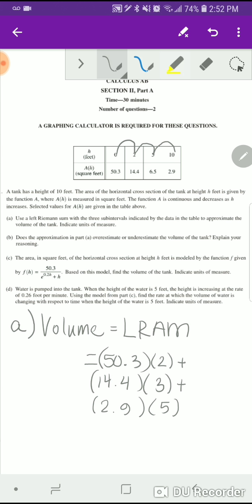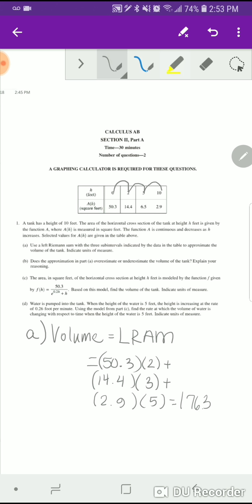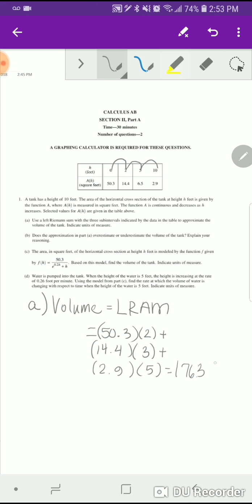You type that into your calculator. It's calculator active. All you have to then write is 176.3 cubic feet. That's the answer, full credit for part A. The LRAM setup and the approximation together were worth 2 points: you get a point for showing this part of the work, and a point for the approximation.